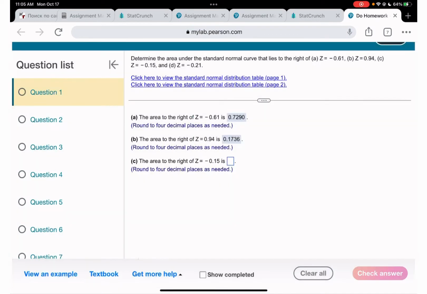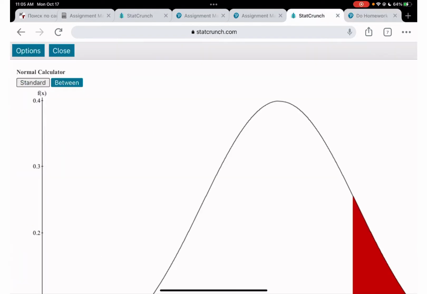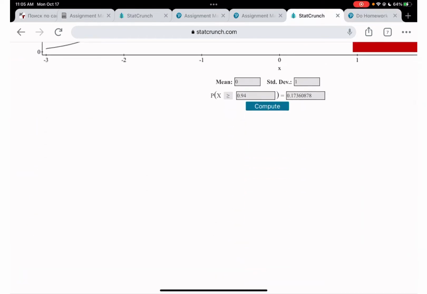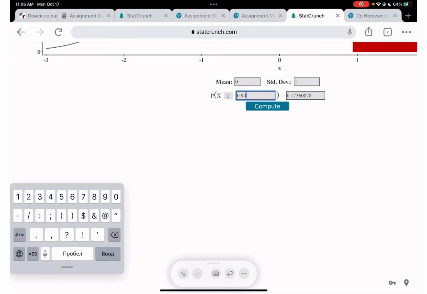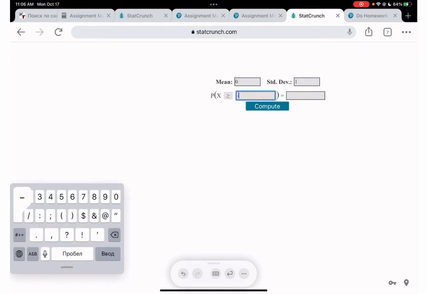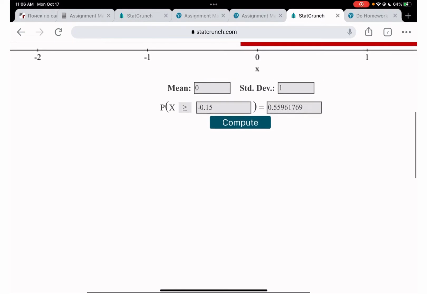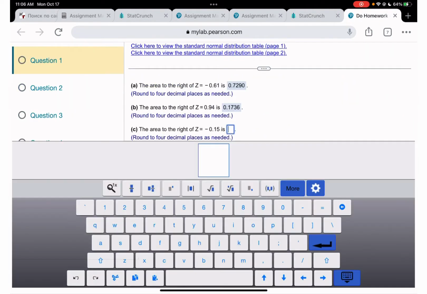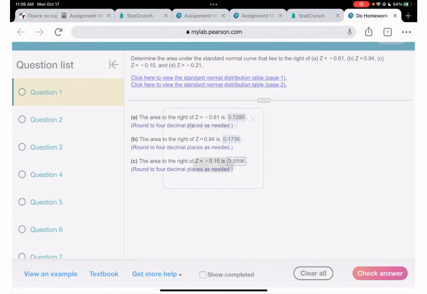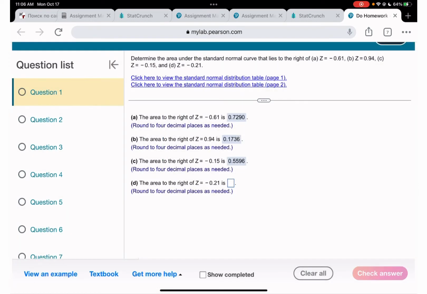Okay, well done. Again, to the right, negative 0.15. I guess you can do it, but I'll do this one also. Negative 0.15. The answer is 0.5596. Okay, so let's move on. I'm not doing any more of these, so you can do them already. Moving to the next question.